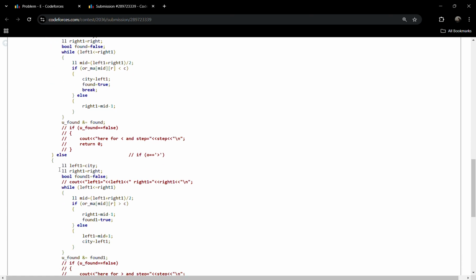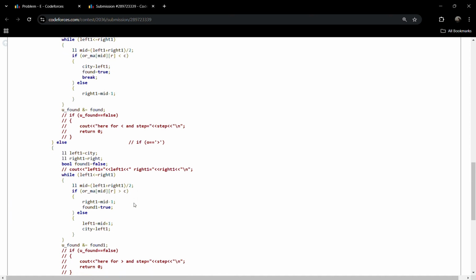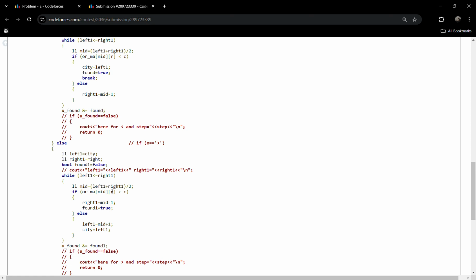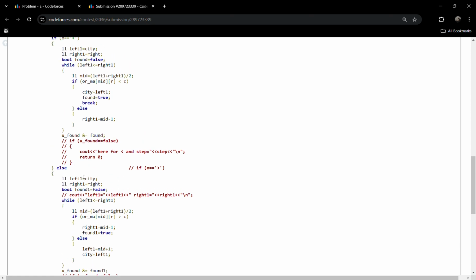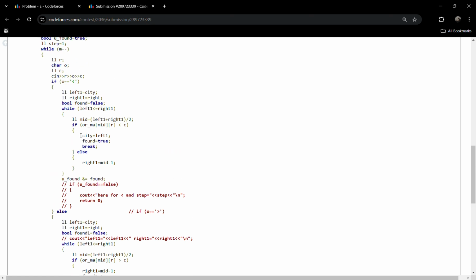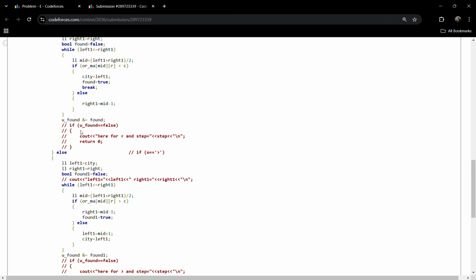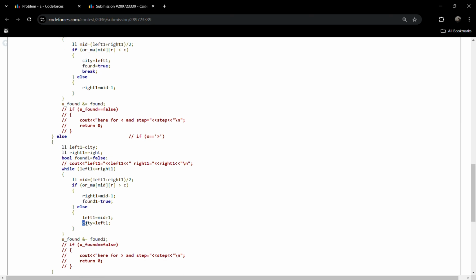And similarly here in else, you can come up with the reasoning for why I didn't use break here. It is pretty simple. If you don't get it, try to leave a question in comments. I will definitely try to answer it. And again, left1 is equal to city, right1 is equal to right. See, I am doing city is equal to left1. I have to update the city number after processing each query. Same here. Finally, universal found is equal to found1.